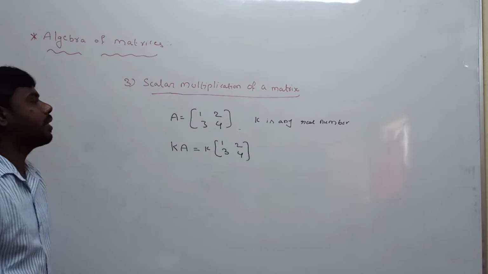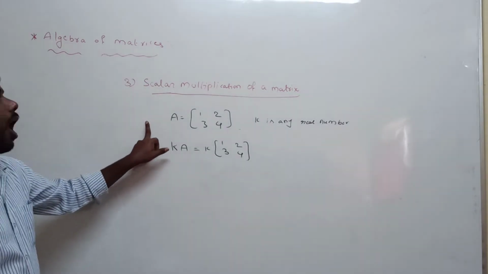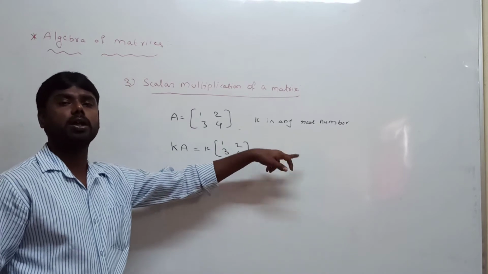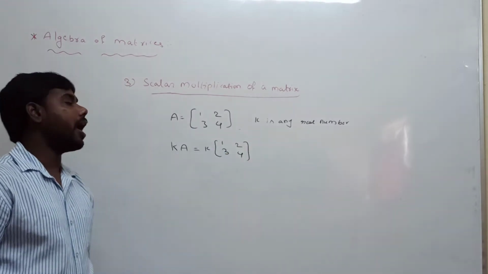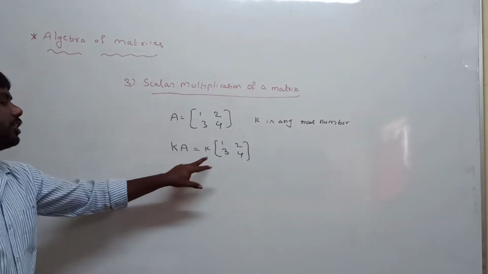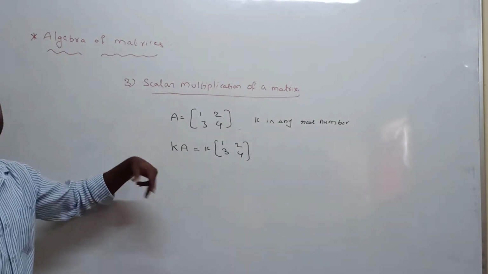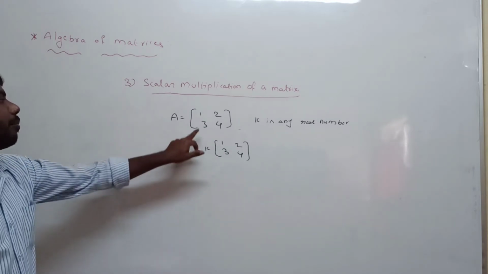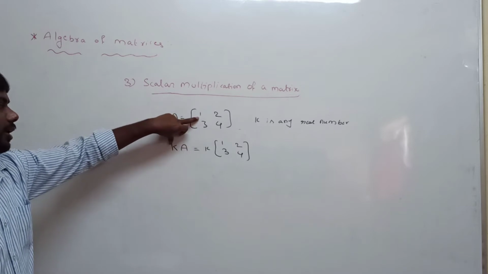If A is a matrix and K is any scalar or real number or constant, then another matrix is KA. It is denoted by KA, and it is obtained by multiplying each element of A by the scalar K.